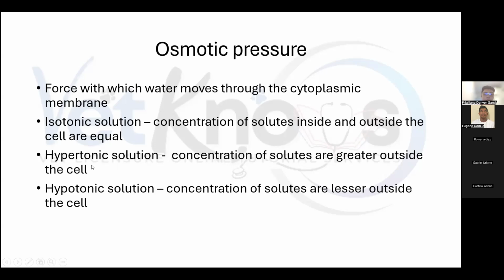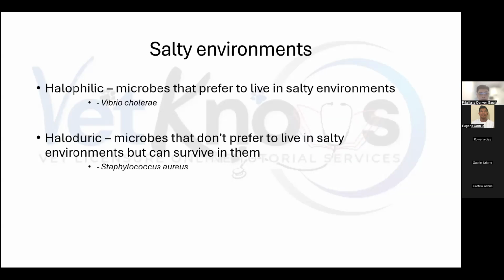So for hypertonic solutions, the consequence would be plasmolysis, or shrinking of the bacterial cell. For hypotonic solutions, the consequence would be plasmoptosis, or cell bursting. The ideal is an isotonic solution.